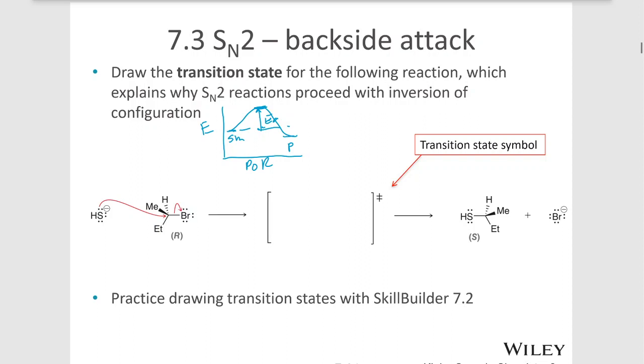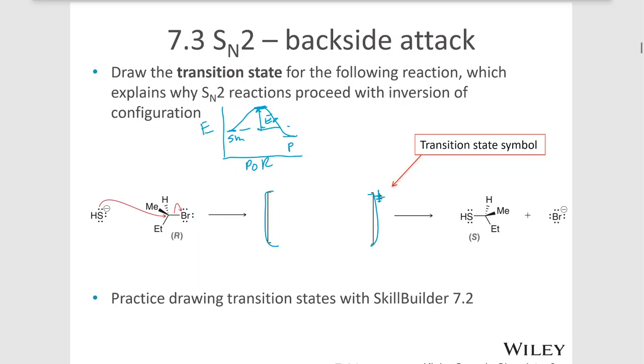What is a transition state? It's where bonds are forming and bonds are breaking. It's where we're going from starting material to product. It's where that action is taking place. To draw a transition state, we put everything in brackets just like we do with resonance structures, but we also have this double dagger symbol up here on the right indicating that that's a transition state.